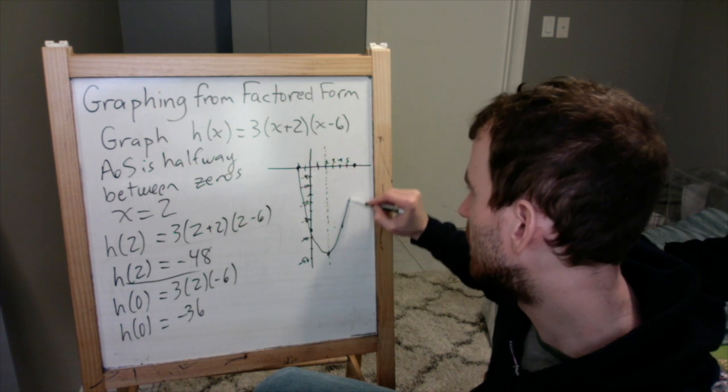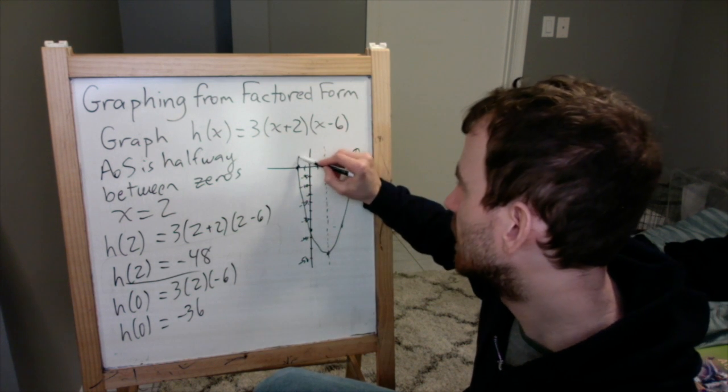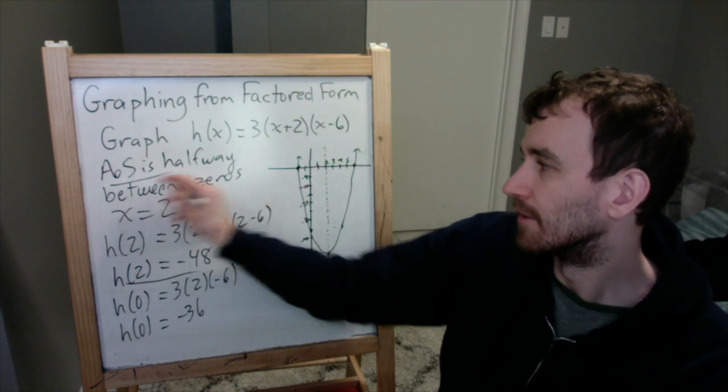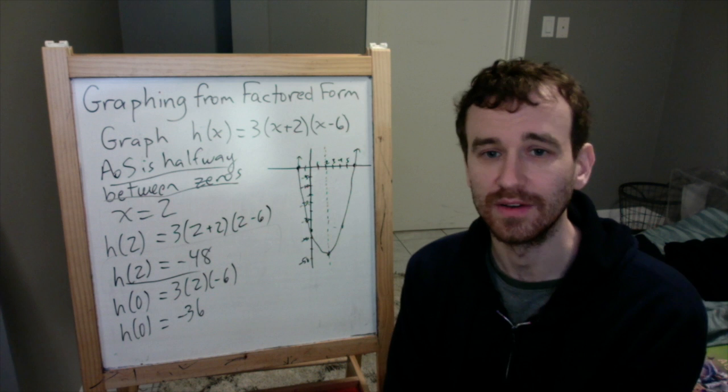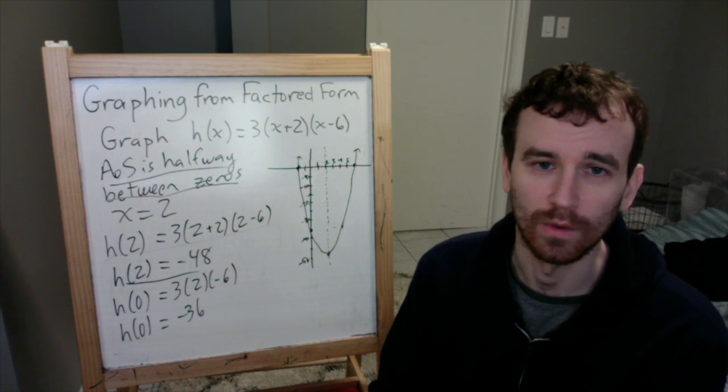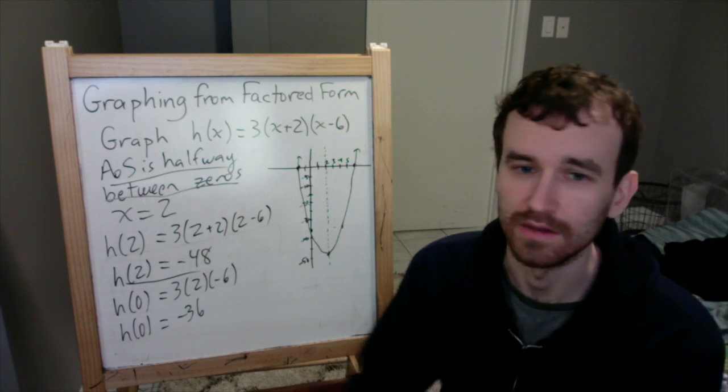our curve. So the key thing to remember in factored form is that the axis of symmetry, and therefore the vertex, the x value is halfway between the 2 zeros. So you can use that to figure out where the vertex of your parabola will be, and then graph it from there.